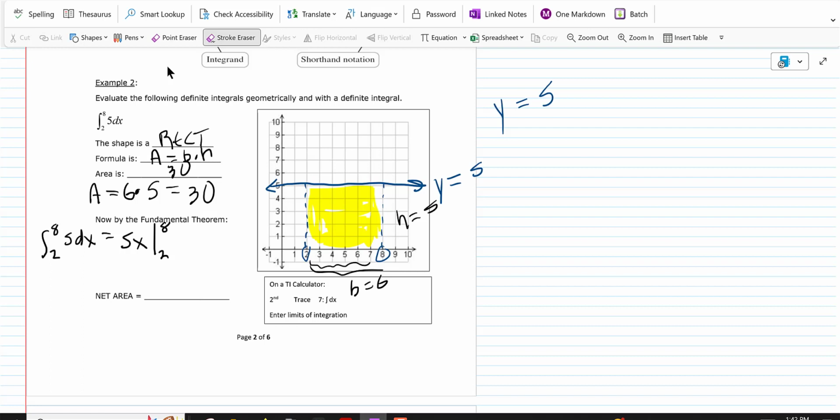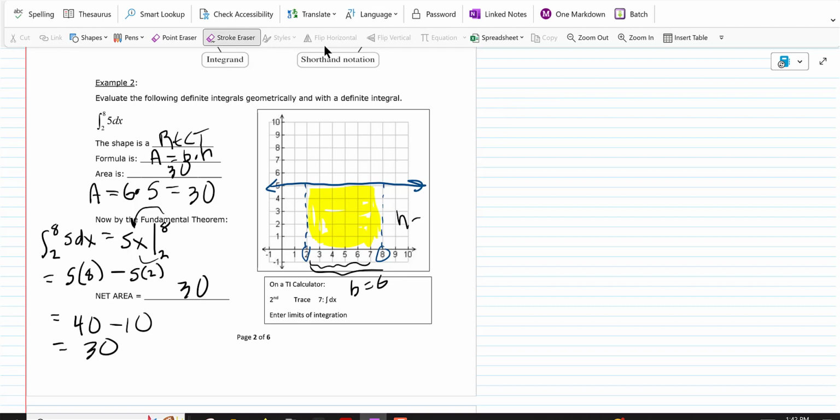Now here's what's new. You plug in the upper limit, 5 times 8, and then you plug in the lower limit, 5 times 2, and then you subtract. The fundamental theorem basically says take the antiderivative, evaluate the upper limit and the lower limit, and find the difference. So we get 40 minus 10 equals 30. Isn't that cool? It's the same answer. Now let's look at why that is. This fundamental theorem gives you the exact answer.